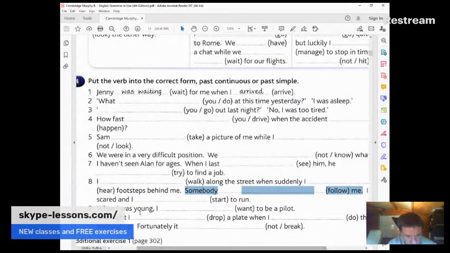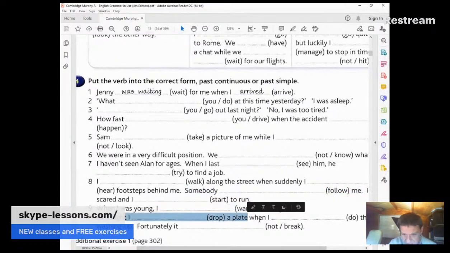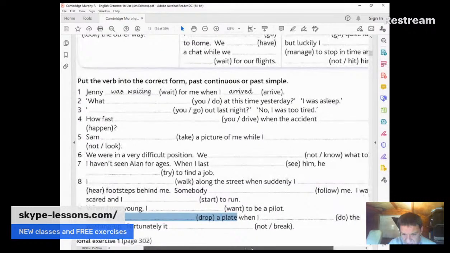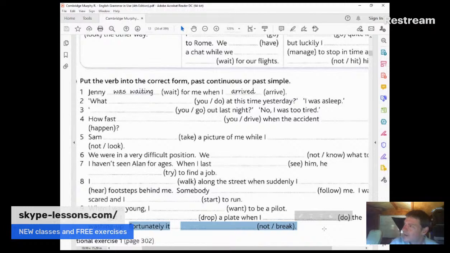Okay, when I was young, I wanted, want is a stative verb. I wanted to be a pilot. And last night I dropped a plate, drop is very quick, when I was doing the washing up. Yeah, I was in the middle of doing the washing up and I dropped a plate, very quick. Fortunately, it didn't break. Yeah. So, yeah, of course, this is quick. It didn't break. Yeah, break is a quick action. Again, it's not a long action.